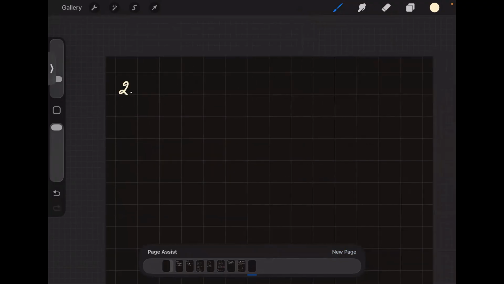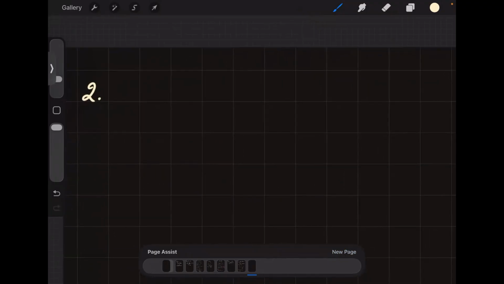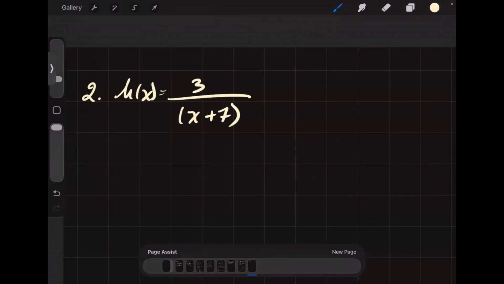So let's say I give you problem number 2. What if I give you h of x is equal to 3 over x plus 7, right? I'm going to give you a second to do it. Hit pause, come back, I'll tell you what the answer is. Again, process is the same.